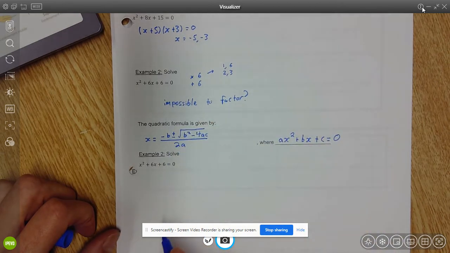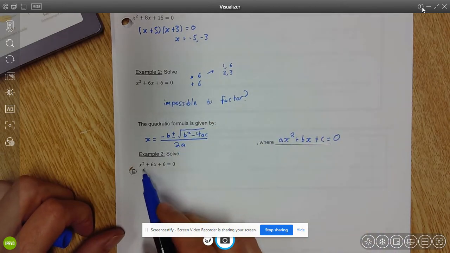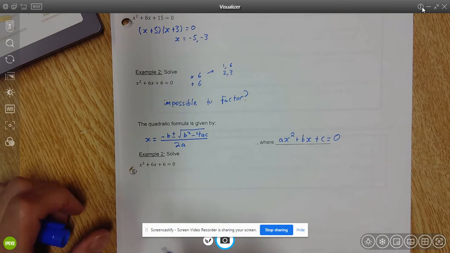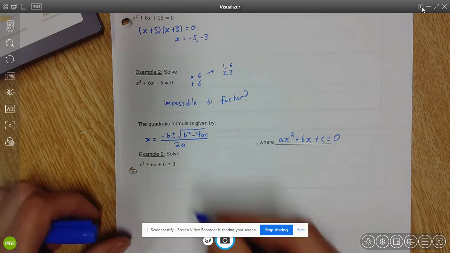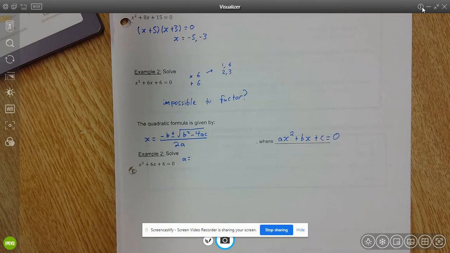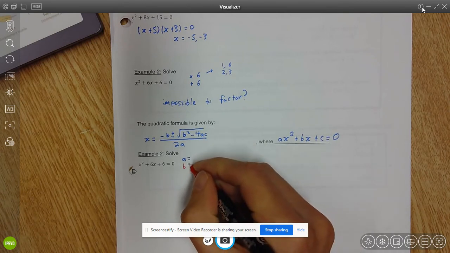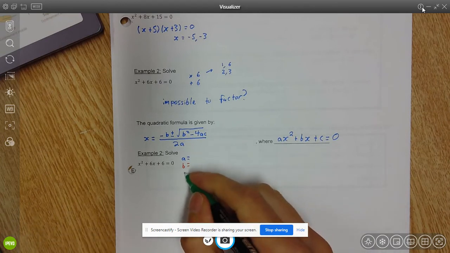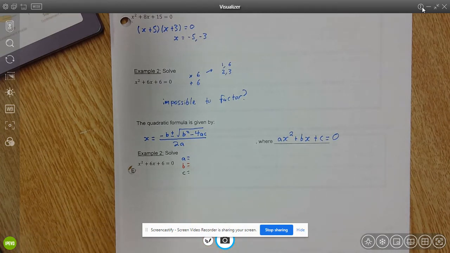I'm going to try to solve it with the quadratic formula. So the first thing I want to check is, is this in standard form? Do I have ax squared plus bx plus c equals 0? I do. So what I'm going to do first is write out my a value, my b value, and my c value. It's good to stay organized.